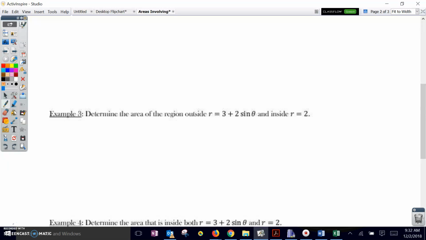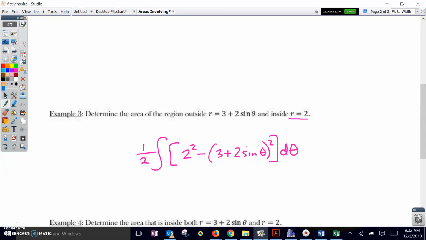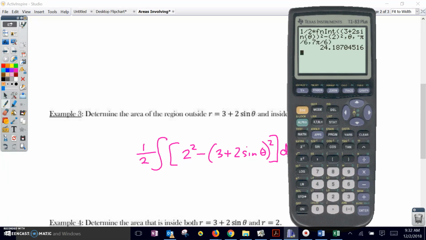So we can set up our integral if we think about it. We've got 1/2 times the integral, and our outer curve is going to be the curve that we have stuff inside, and our inner curve is going to be the curve that we have stuff outside of. And now we just need to figure out the limits of integration for this.